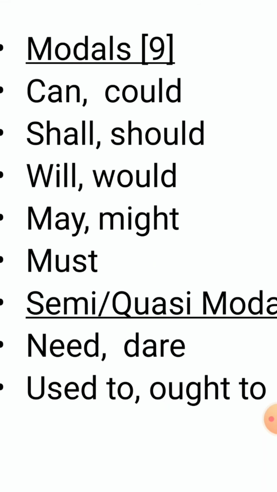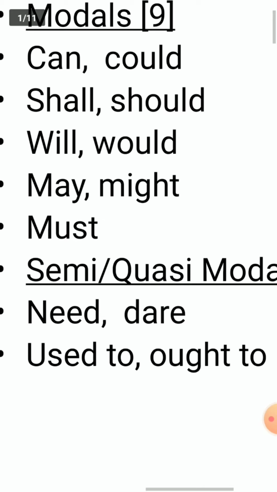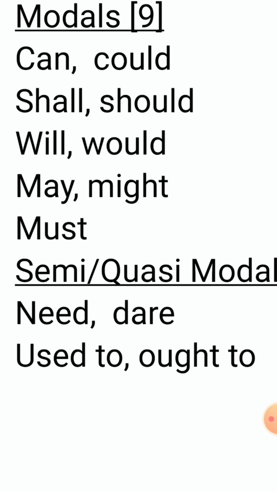Keep in your mind. The next one is semi or quasi modals. There are 4 semi or quasi modals. They are need to, dare, used to and ought to. So there are 4 quasi or semi modals: ought to, used to, need and dare. They do not share all the properties of other modal verbs. Hence they are called quasi or semi modals.